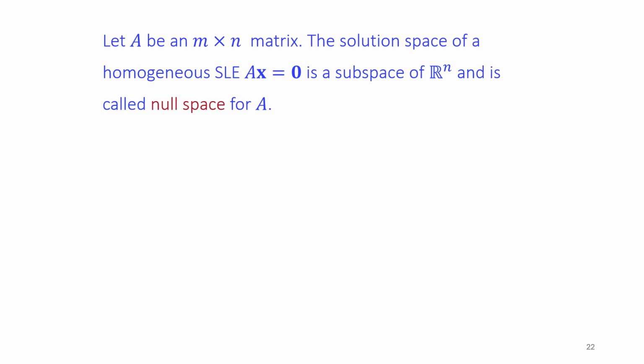We are going to introduce another space which is called the null space for a matrix A. The null space for the matrix A is actually the solution space of a homogeneous system of linear equations Ax equal to the 0 vector, which is a subspace of Rn. So we are given a matrix A of size m times n, and from the matrix A we get a homogeneous system of linear equations. A homogeneous system of linear equations is when the constants here are all zeros.